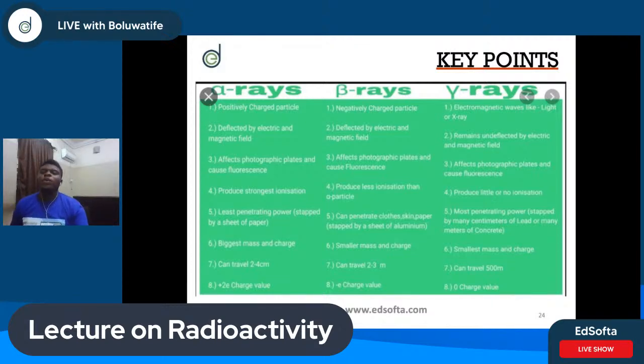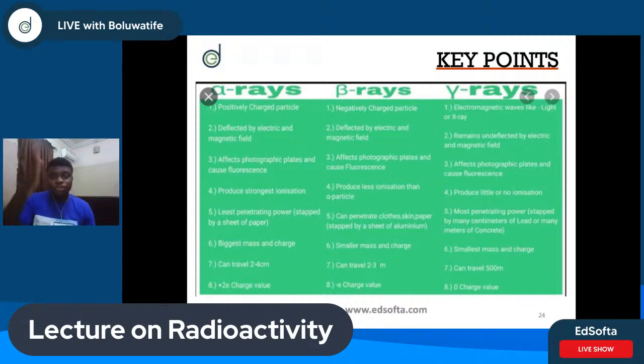So it shows you that in as much as radioactivity has its good sides, it definitely has its bad sides. Now when we talk of radioactivity, we're talking of different kinds of rays, and the three most common ones are the alpha rays, the beta rays, and the gamma rays.